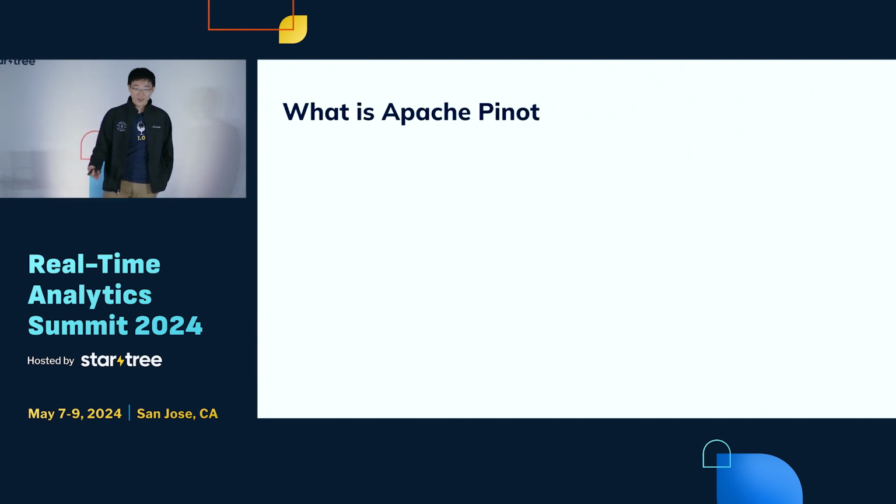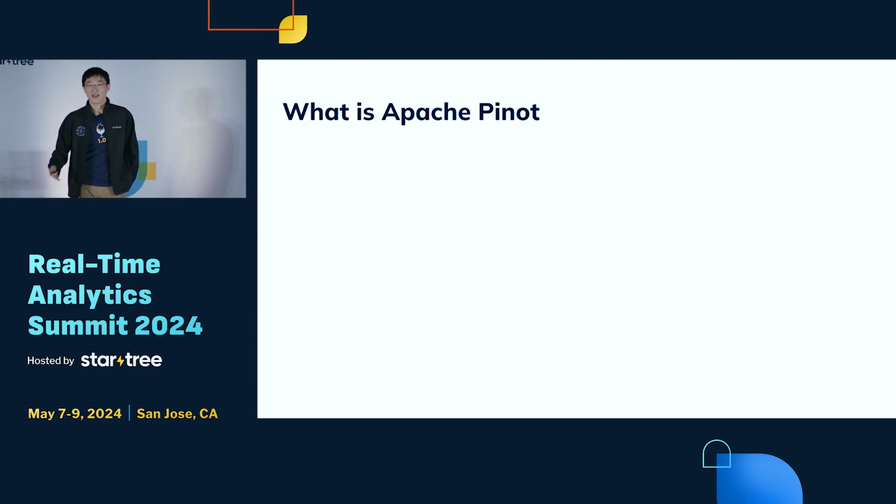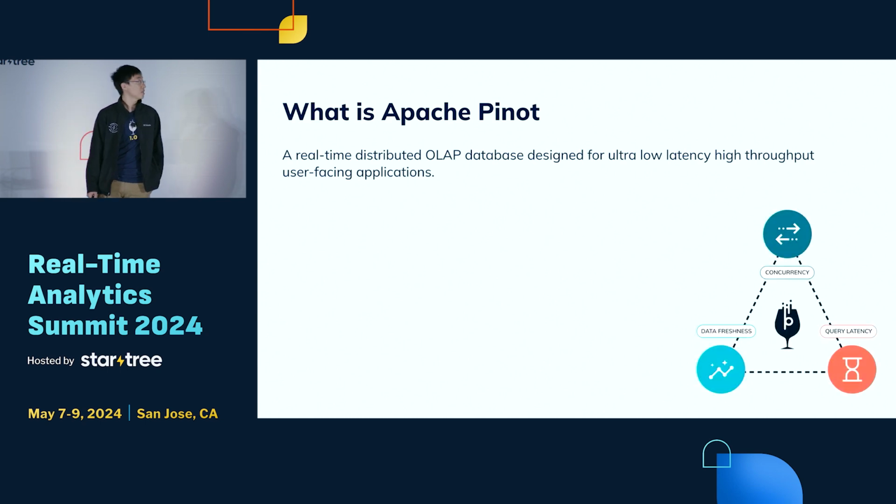First, I'll briefly talk about what is Apache Pinot. I guess there might already be several sessions talking about this, so I'll give a very high-level overview. Basically, Apache Pinot is a real-time distributed OLAP database that is designed for ultra-low latency, high-throughput user-facing applications.